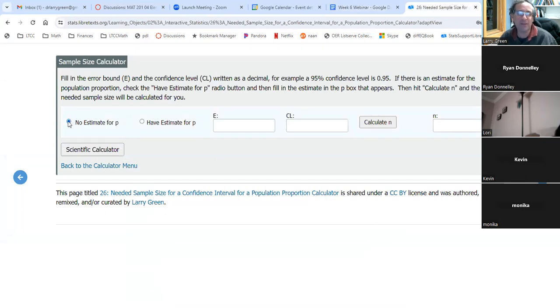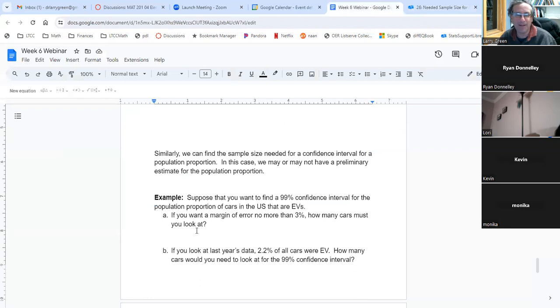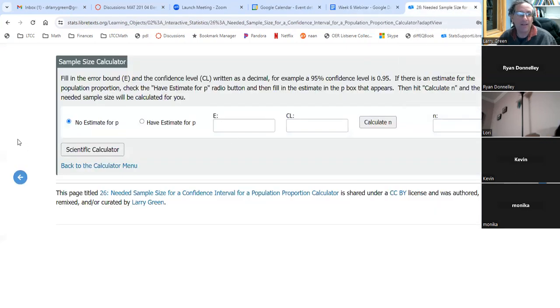Now, do we have an estimate based on that first question? Do we have an estimate for the proportion or do we not? Let me read it again. You want a margin of error no more than 3%. We want to be 99% confident. Do we have an estimate? We do not. So that means make sure this no estimate for P is chosen.